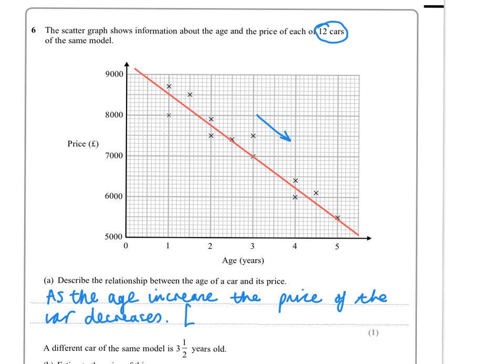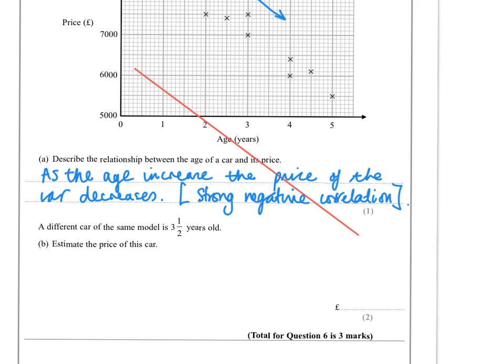You can also say strong negative correlation, and that would be fine also. Now, you could say the newer the car, the greater the price, for example, but you want some form of relationship, and that means between two variables, so they've got to have a strong relationship, and you've got to explain that. So you could say the older the car, the lower the price, for example. So let's have a look at now the last part of the question. So this asks for a different car of the same model is 3.5 years old.